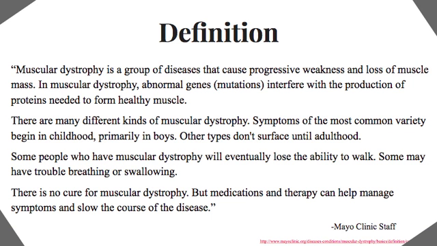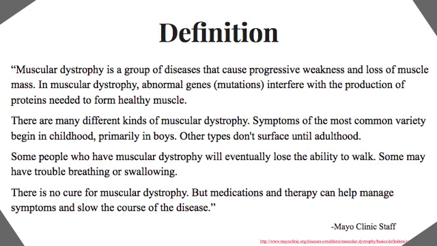Muscular dystrophy is a group of diseases that cause progressive weakness and loss of muscle mass in the human body. It's caused by abnormal genes or mutations that interfere with the production of proteins that are needed to form healthy muscles, so the body can't produce healthy muscles.